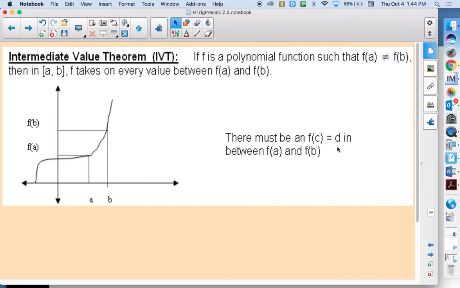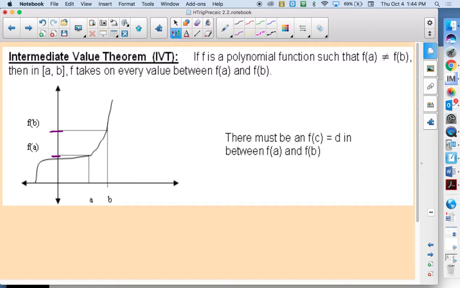So the wording of this is pretty crazy, but it really doesn't have to be as complex as it sounds. So if f is a polynomial function, remember polynomials are continuous. They go on forever. Looking at this graph, it doesn't have any breaks. It just moves on. Such that f of a doesn't equal f of b. So that means you have y1 and y2, 2 y values on the graph.